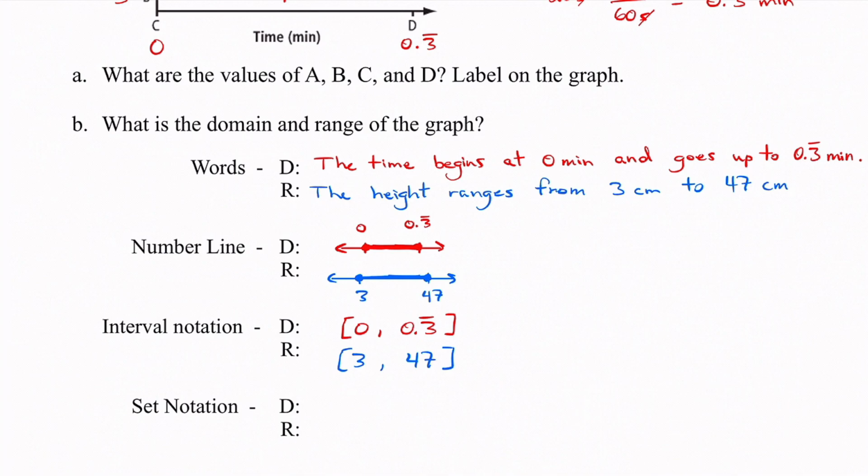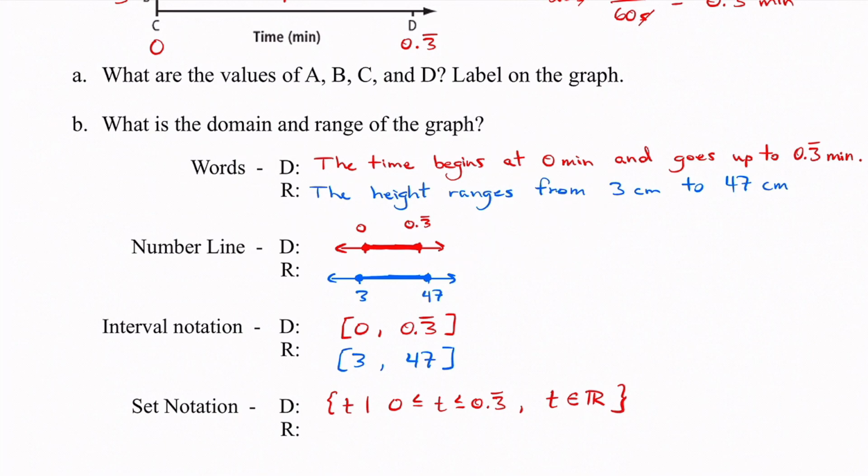So lastly, set notation for domain. This was the time, so I'm gonna actually use the letter T. So we got curly bracket and then T, the time, given that. So T, the time, went from 0 all the way up to 0.3 repeating, then put your time, t in between, and then the inequalities, and we included both of those times. And then lastly, just put t is an element of the real numbers.